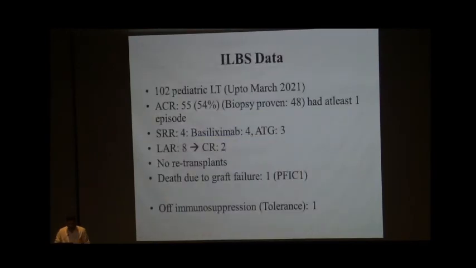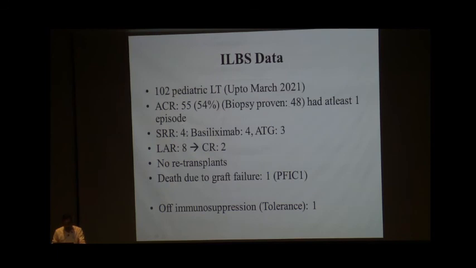ILBS data, I couldn't have the most recent data, but what I had from previous, there are 102 pediatric liver transplants, and acute rejection was present in 54 of them. 54% of them had received treatment for acute cellular rejection, but biopsy-proven acute cellular rejection was only in 48. This is at least one episode. Several had more than one episode.